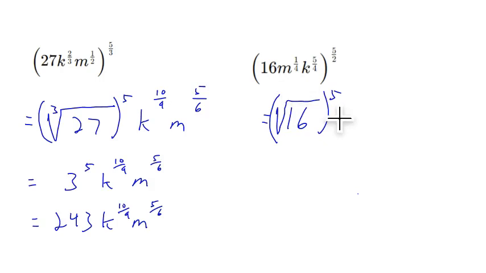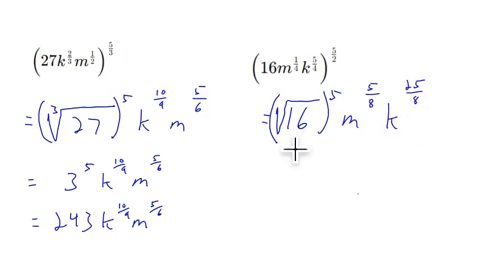Now we multiply our exponents. We have times m to the, 1/4 times 5/2. 1 times 5 is 5. 4 times 2 is 8. So m to the 5/8 power. And for the k's, we have 5/4 times 5/2. 5 times 5 is 25. 4 times 2 is 8. Looking at those exponents, we cannot simplify those, so we'll just leave them like that.